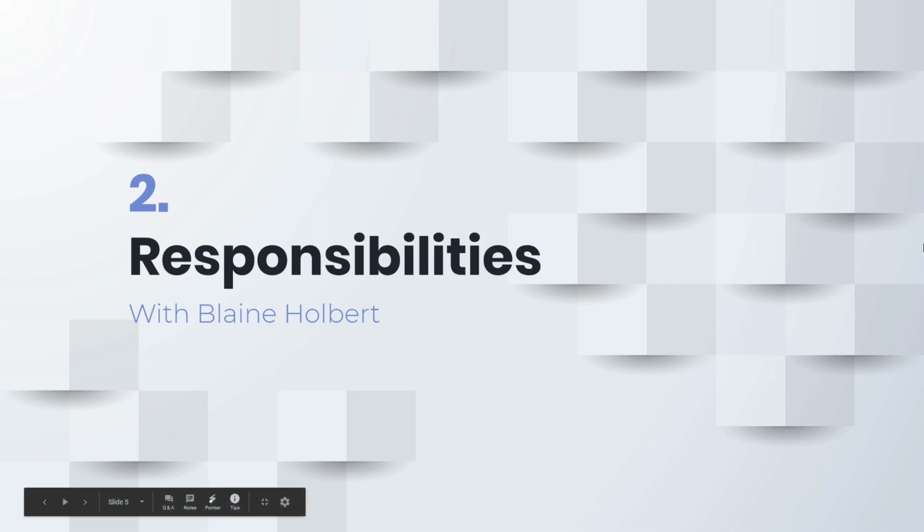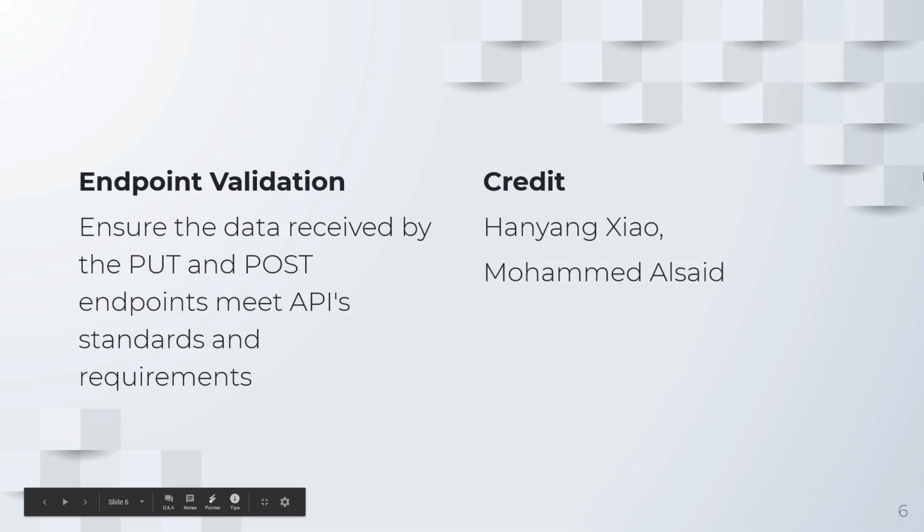First up is endpoint validation, which was done by Hanyang Xiao and Mohammed Alsaid. Endpoint validation ensures that the data that gets received by the put and post endpoints meets the API's expectations. For example, you can't pass a string into a field that expects an integer, and a call won't actually happen in that situation. The validator spits an error out at you.